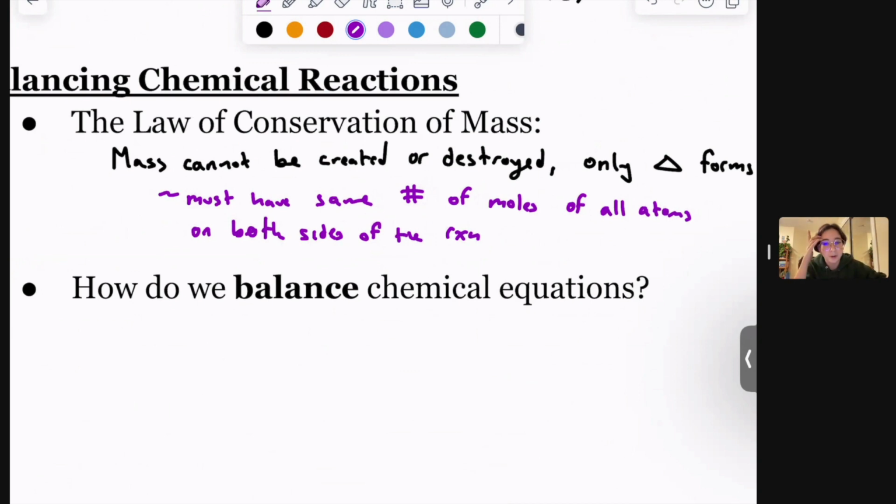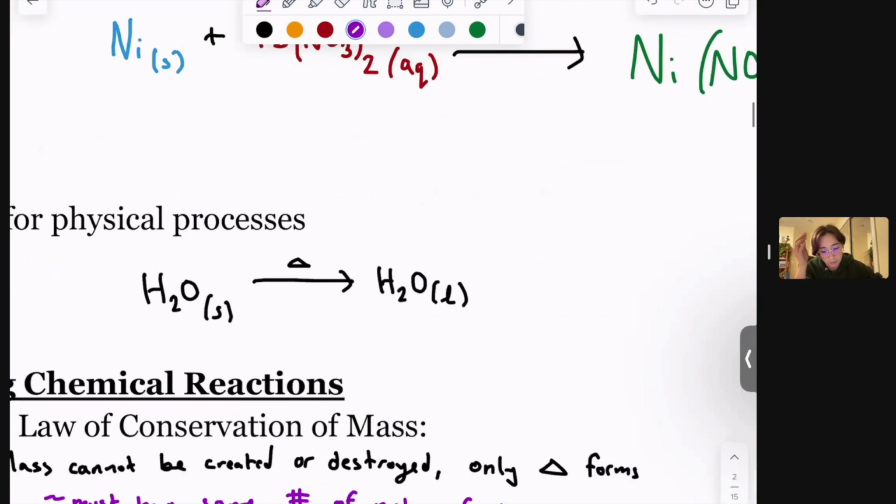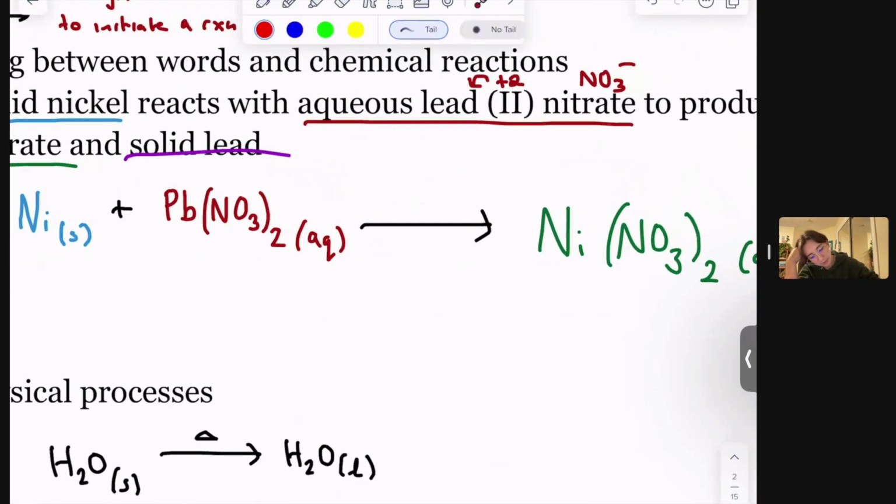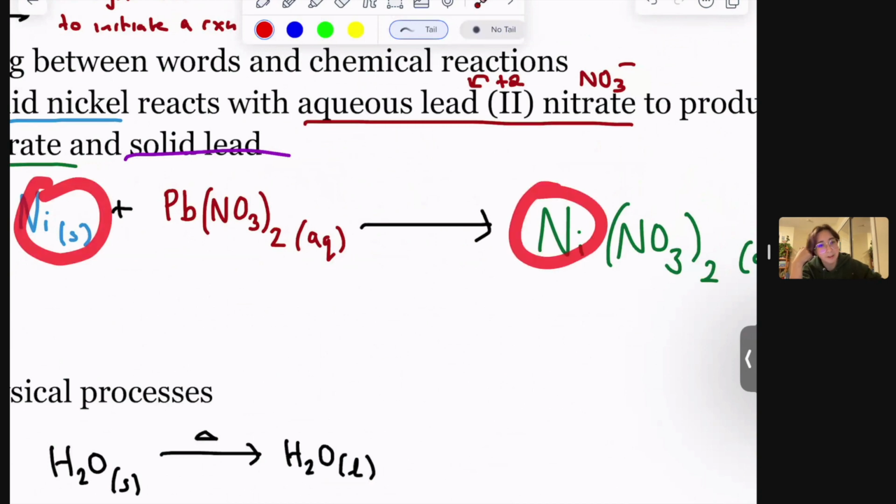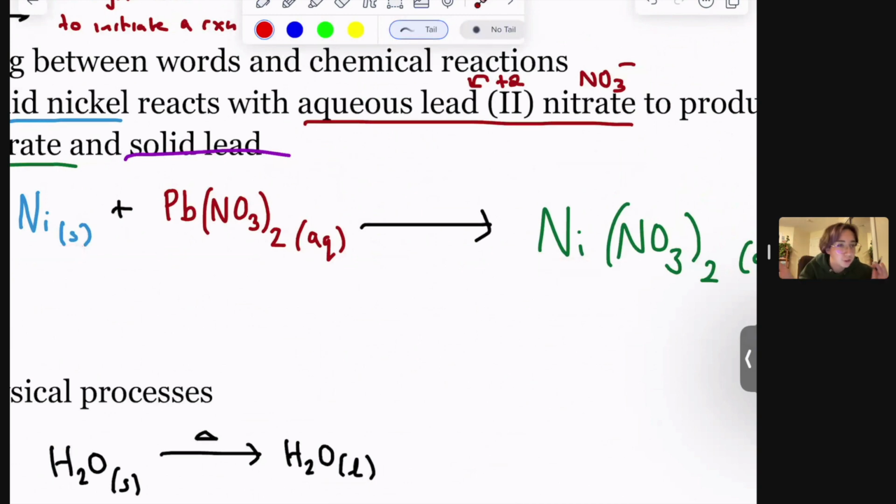This should be something we already feel comfortable with. Just because my nickel is now a part of a new thing, it's changed forms, I still have one nickel. Still have nickel on one side and nickel on the other. Nickel didn't just disappear. No atoms were actually destroyed. They are just changing chemicals. They're making new bonds.